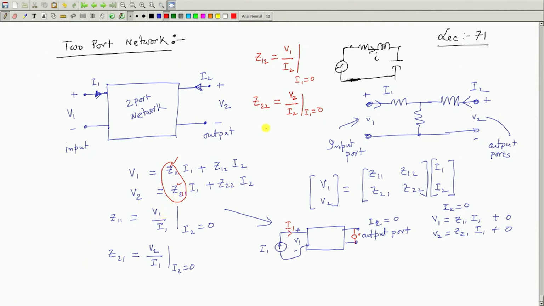So, next I do this experiment. What is that? This below quantity is I2. So, you excite this network with a current source from the output port, I2 in this direction, and keep the primary open circuited, that is, input port open circuit. That will ensure I1 equal to 0.